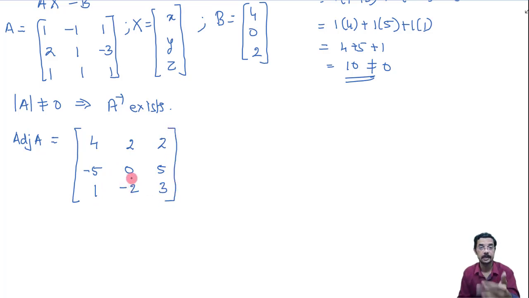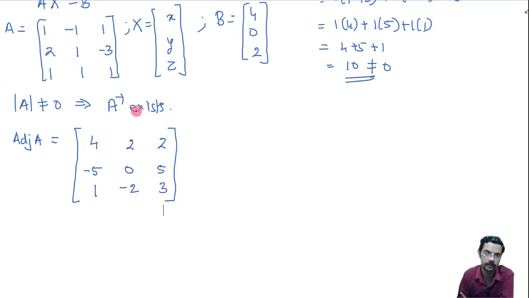I have already directly taken the transpose also. I am reading row wise, writing column wise. The cofactor of minus 1 is minus 5. The cofactor of 1 is 1. The cofactor of 2 is written here. The cofactor of 1 is written here. The cofactor of minus 3 is written here. So I am reading row wise and writing column wise.